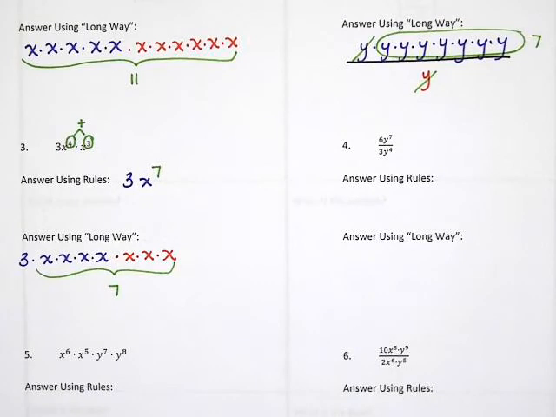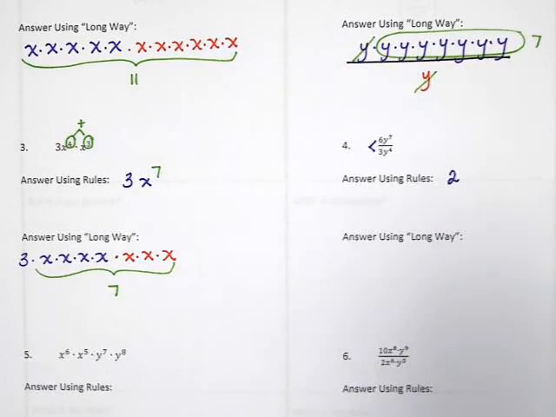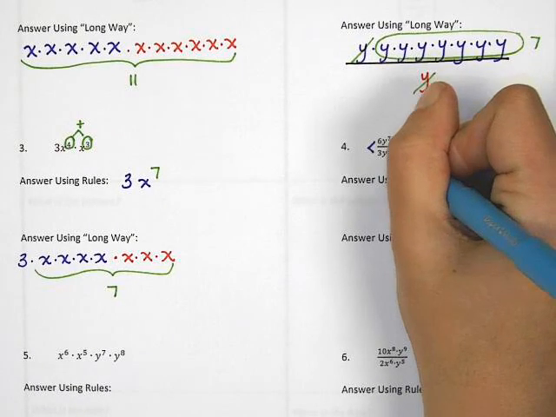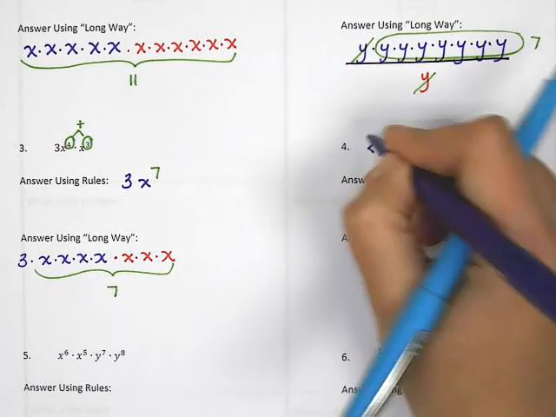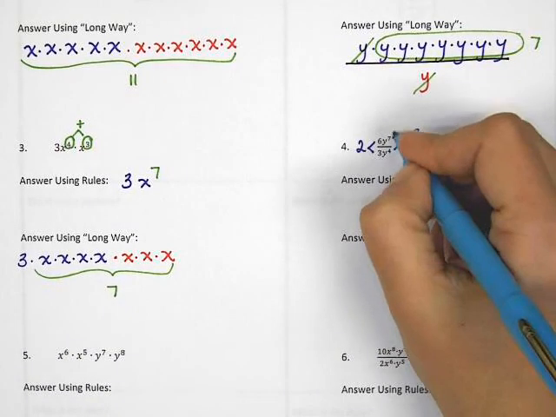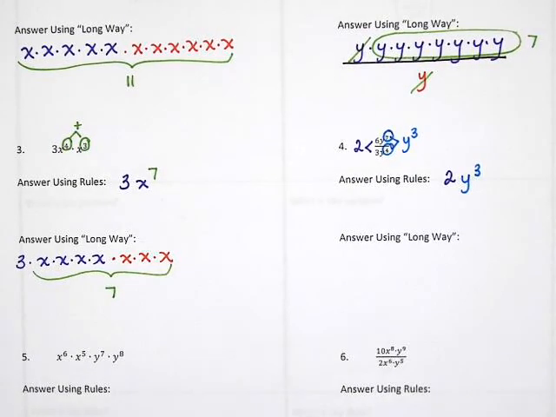So 6y to the 7th divided by 3y to the 4th. Using my rules, if I look at the numbers first, 6 divided by 3 is 2. And then looking at the variables second, y to the 7th divided by y to the 4th would be y to the 3rd. I would just subtract the powers, 7 minus 4, so I would have y to the 3rd. I'm basically treating the numbers like one division problem and the variables like another division problem.